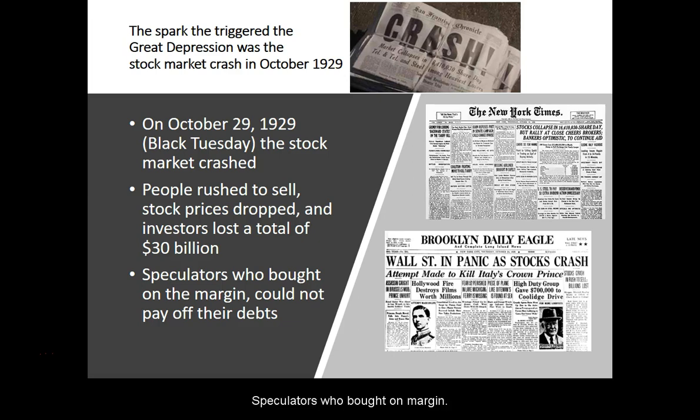Speculators who bought on margin can now not pay off their debts. So if you just put $10 down, you still owe $90. But the stock market just crashed and the price of your stock went from $100 to 10 or to 5 or to 1. When you sell that stock, if you can, it's not worth anything now.